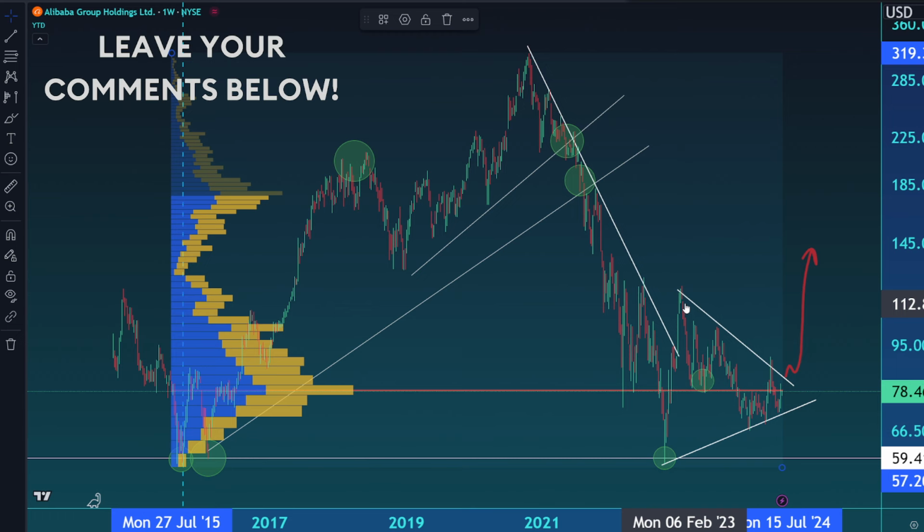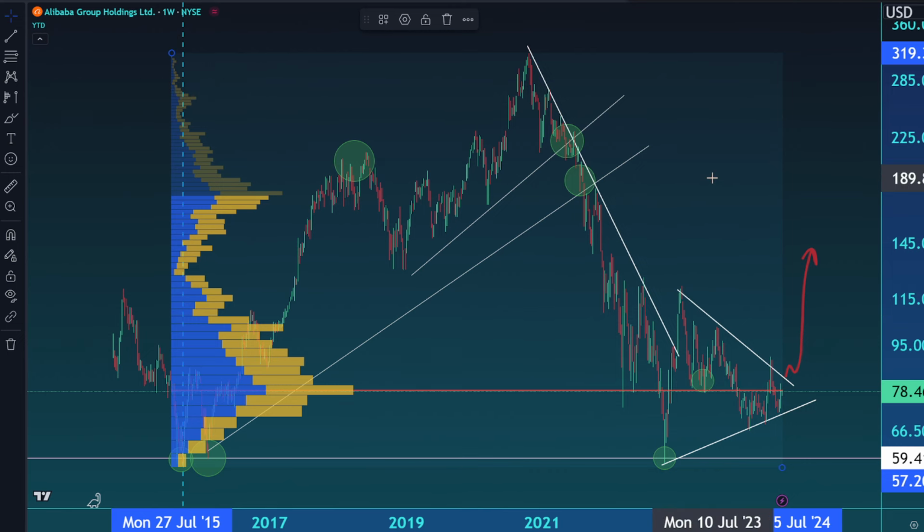You can use it yourself. You can analyze different stocks, such as the ones that I analyzed.